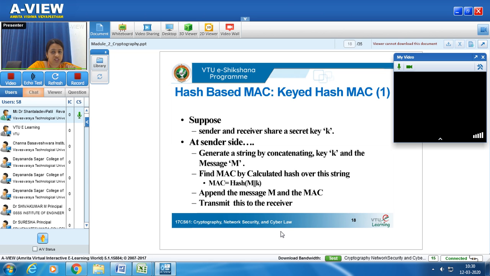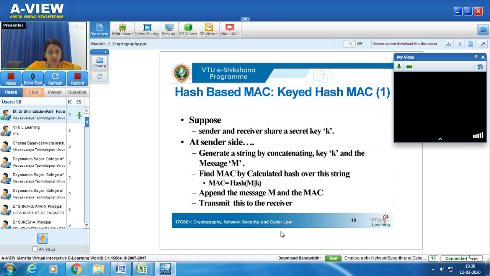This first step gives us the message concatenated with the key, and over this string obtained after concatenation, we need to perform a hash. Here we will use the SHA1 algorithm. Once we calculate the hash over the string concatenated from the message and the key, we get the MAC. We append the MAC to the actual message and transmit it to the receiver. We just don't send the MAC; we append it with the message and send it to the receiver.